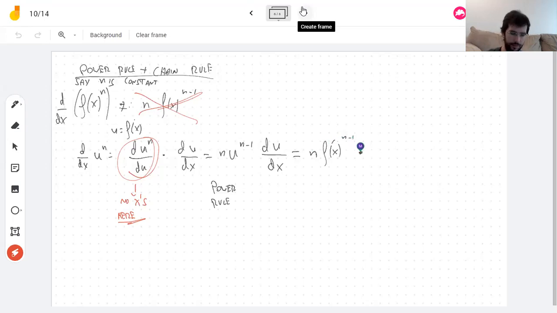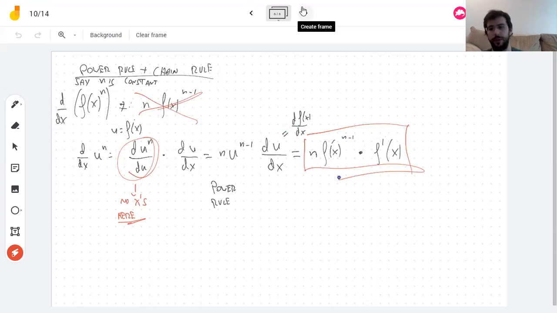And the derivative of u, well, u is f, so this is the derivative of f. So this is what the power rule actually is when you have a function in the base. You do the power rule as you would want to, and then you have to multiply by the derivative of f. That's what the chain rule tells you to do.